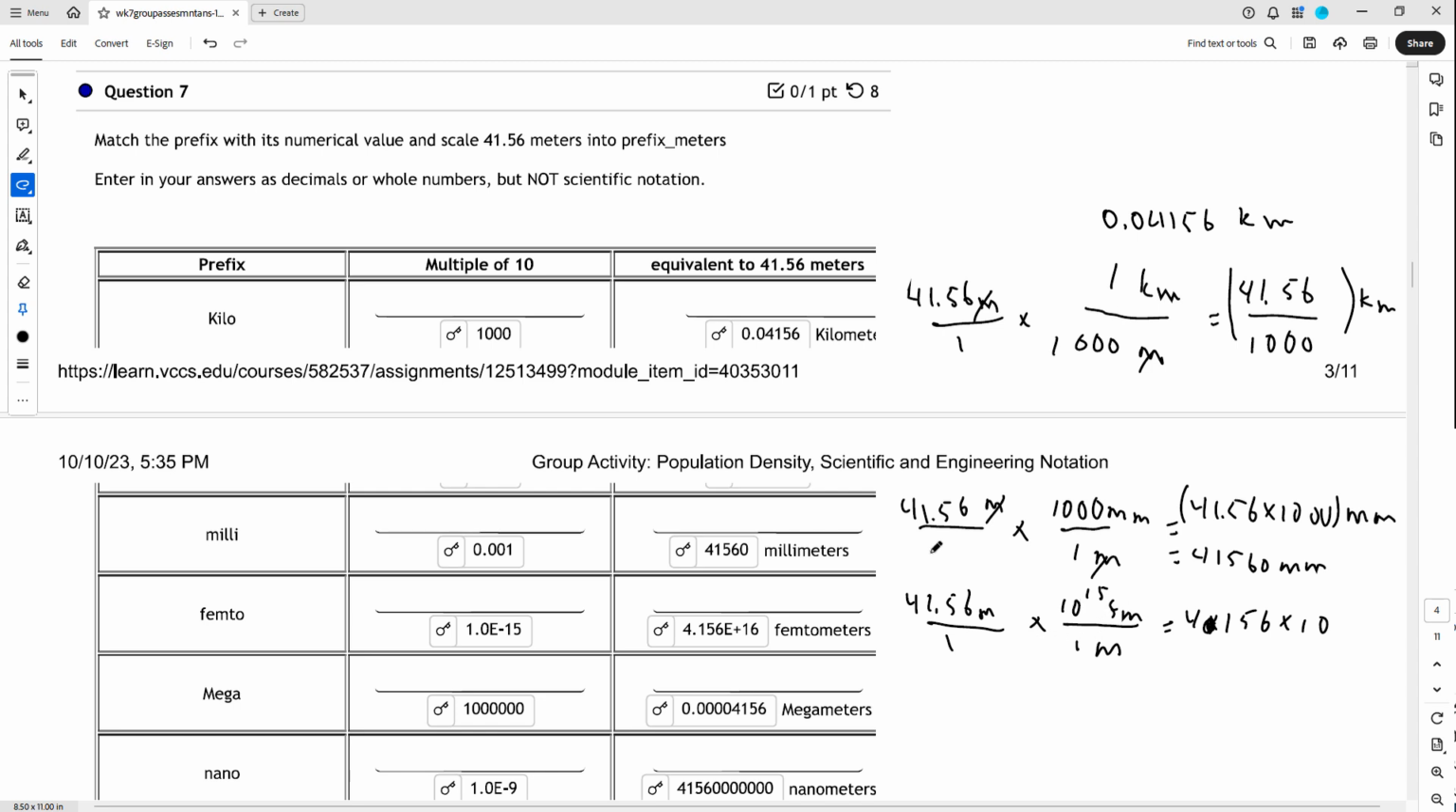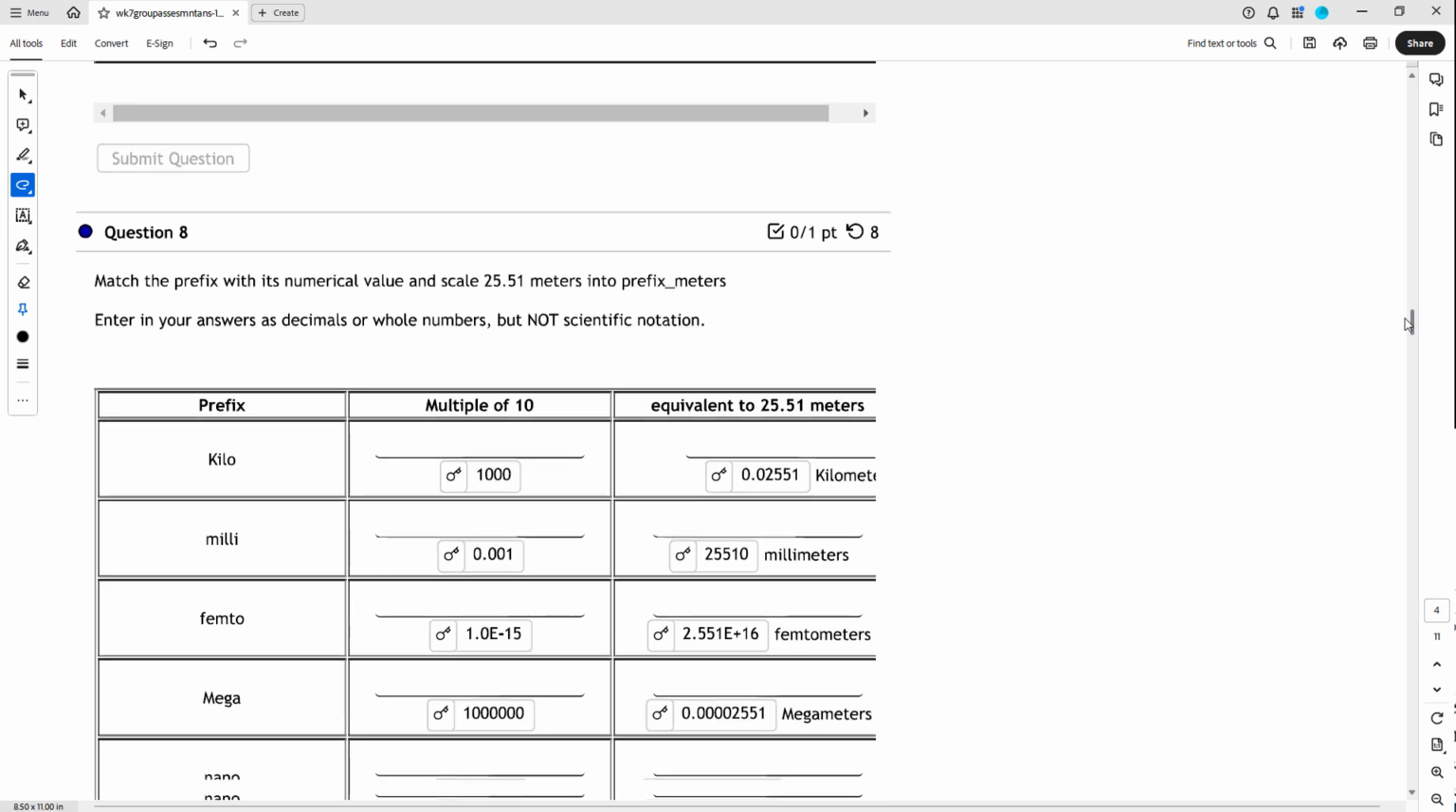So what's happening here? Let me go back. So we have this 4.156, which is going to be 4.156 times 10 to the first times 10 to the 15th, which just gives me 4.156 times 10 to the 16th, which is what they have there. And that's how you do those. You go ahead and complete those there. And the next one.